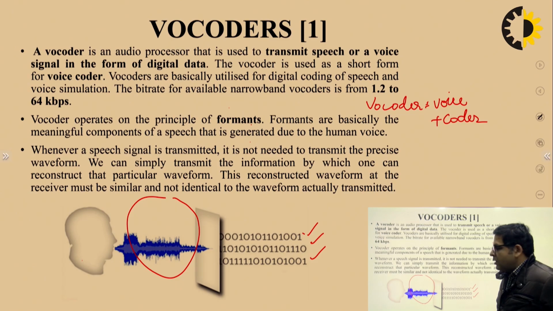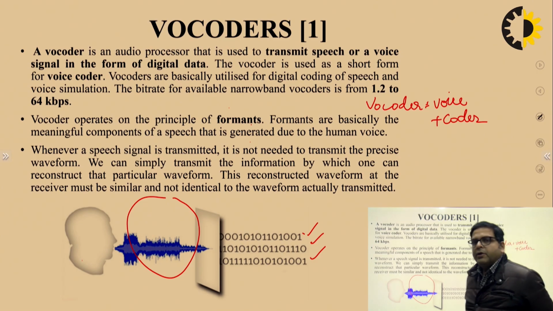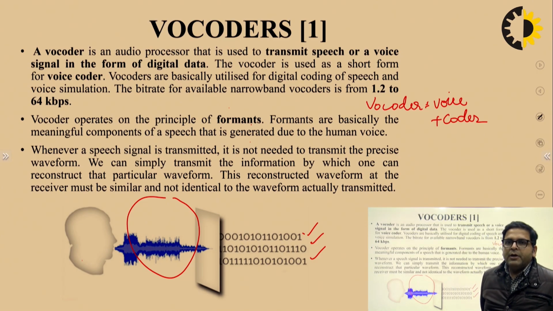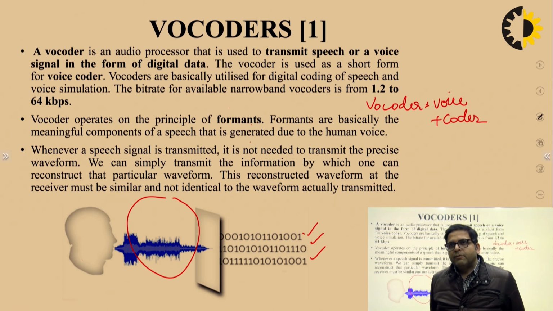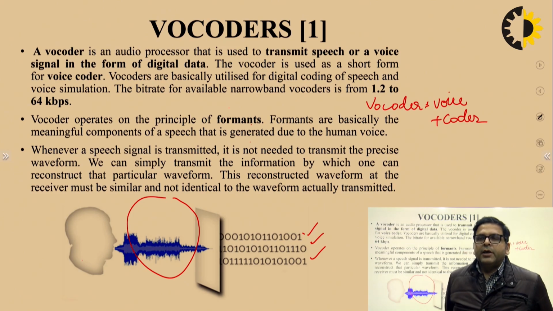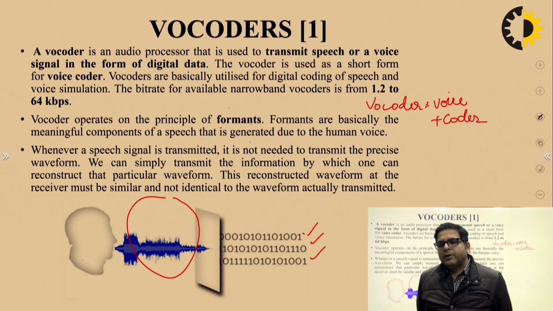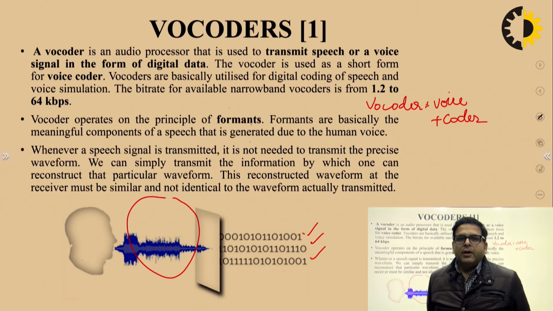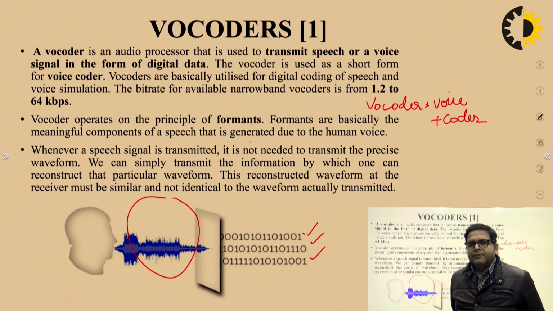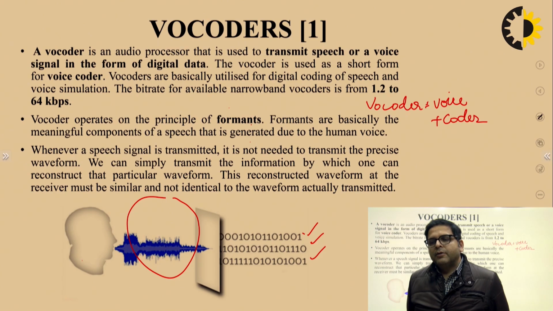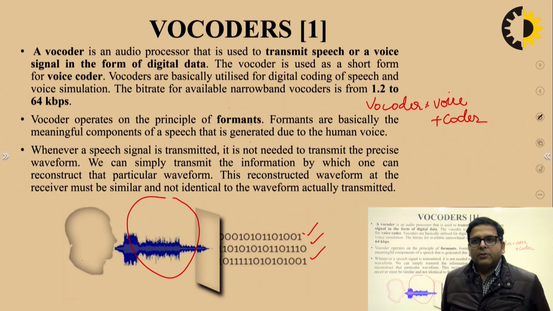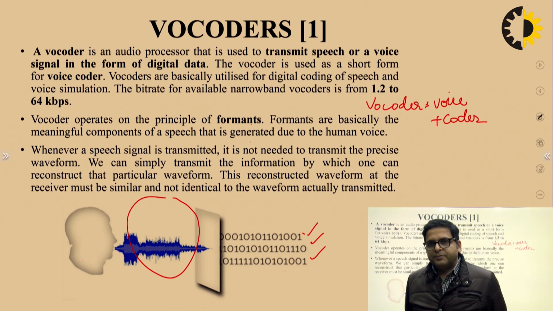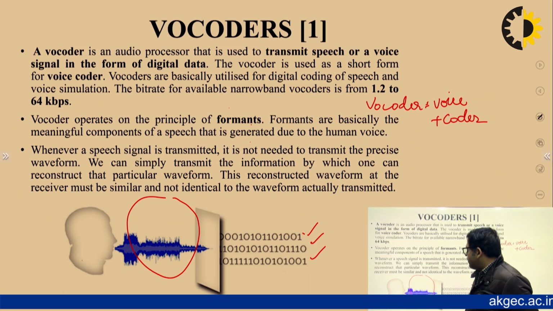Basically, vocoders operate on the principle of formants. Formants are basically meaningful components of speech that are generated by the human voice. In the human voice, there are various components which may be discarded during transmission, and when we discard these components, at the receiver side they do not contribute any significant information in reconstruction of the speech signal. That's why we need only the important components for transmission of voice, so that we can easily fabricate the original voice signal at the receiver side. These meaningful components are known as formants.